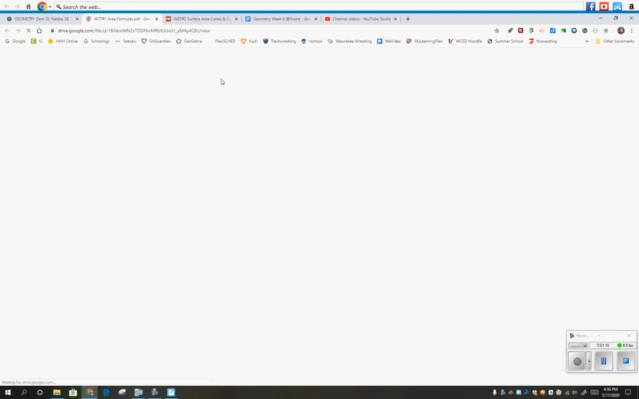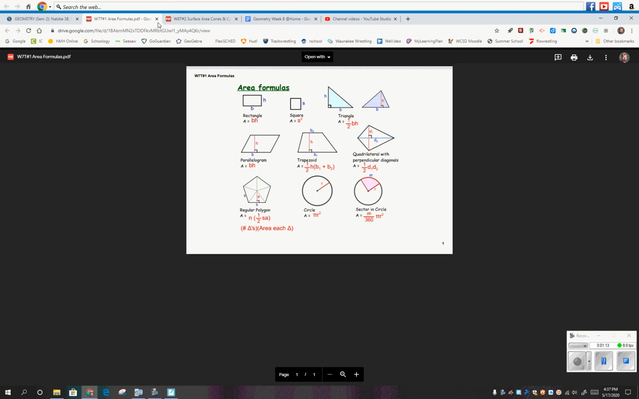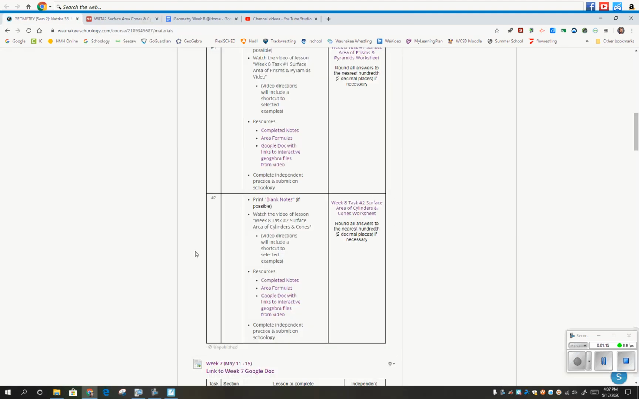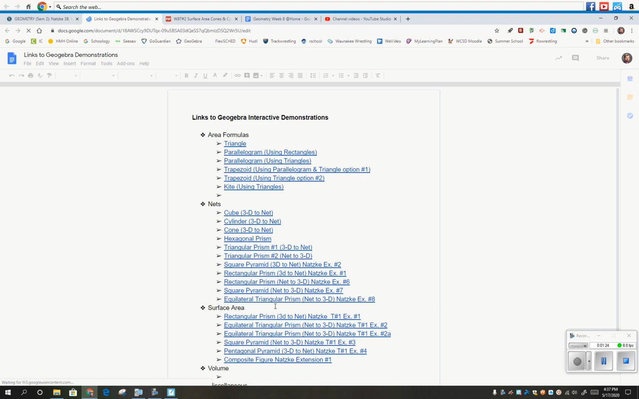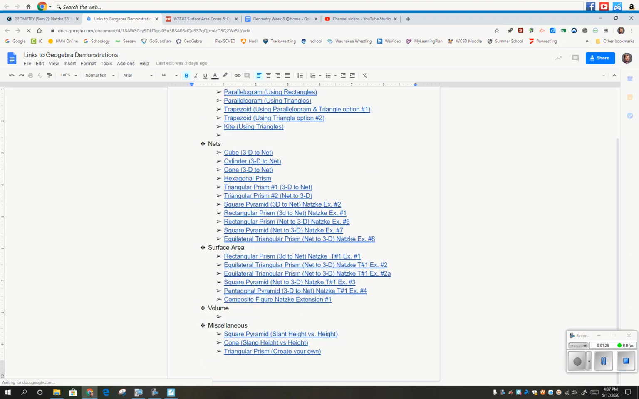Area formulas. Again, we had them during week 1 as well. Same sheet, we use those. In particular today, we're going to look at circles and sectors. We'll be using those two. And there's a Google Doc to the interactive. While there are not as many specific examples to deal with cylinders and cones, we will be looking at the cylinder and cone 3D to net shapes that we looked at last week under nets as well.